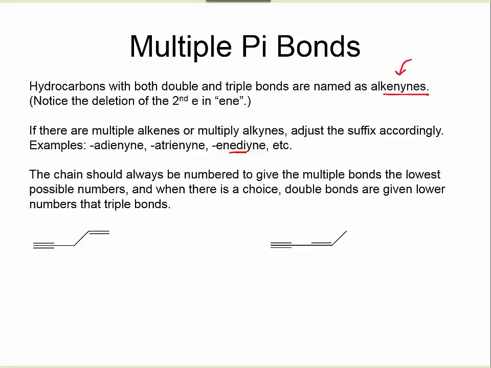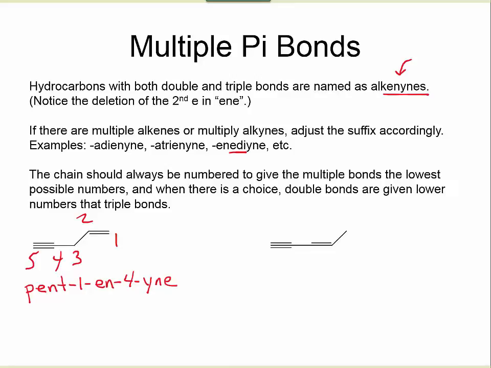Now, alkenes are technically higher in priority than alkynes, but we do number the chain to give the multiple bonds the lowest possible numbers. So if there's a choice, we give the alkene a lower number. In the first molecule, if I give the alkene the lowest possible number, then I number right to left, and I have an alkene on carbon 1 and an alkyne on carbon 4. If I were to number it the other way, I would still have multiple bonds on carbons 1 and 4, so I'm giving the alkene the lowest possible number. This would be named as a pent-1-ene-4-yne.